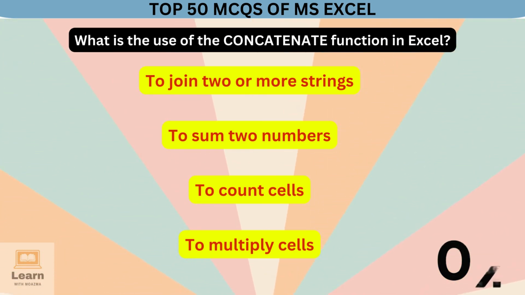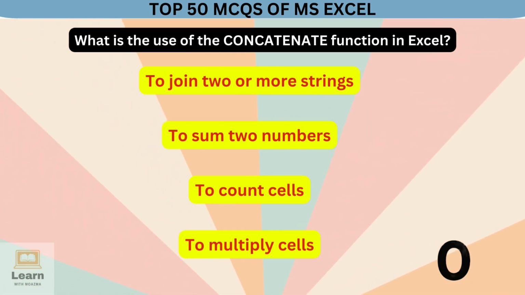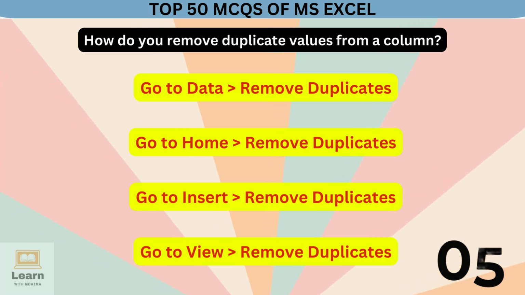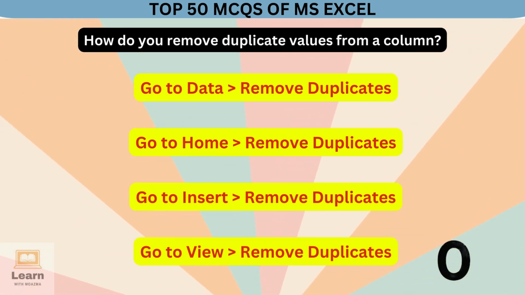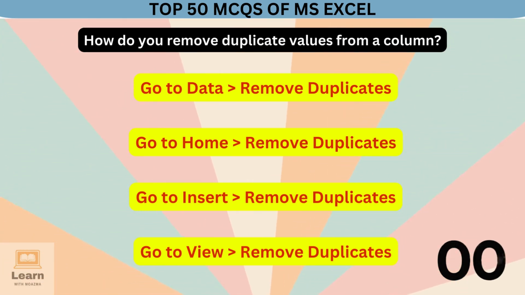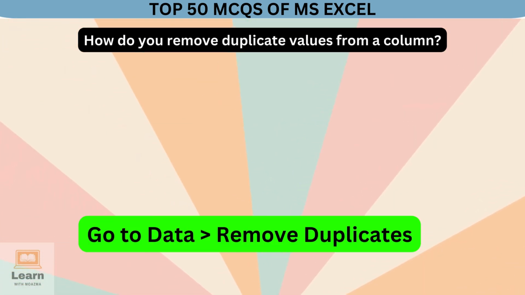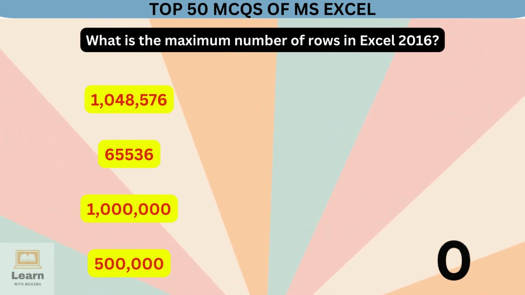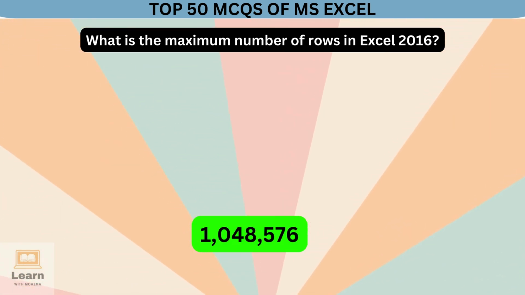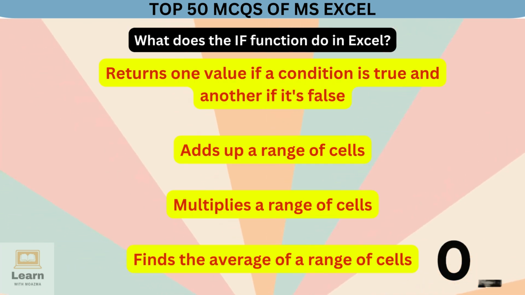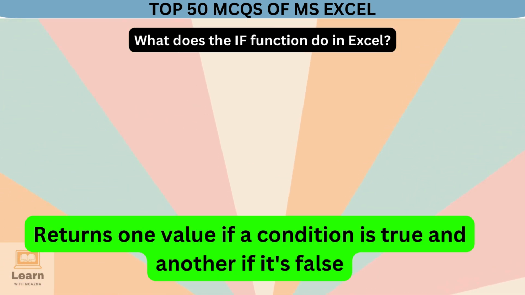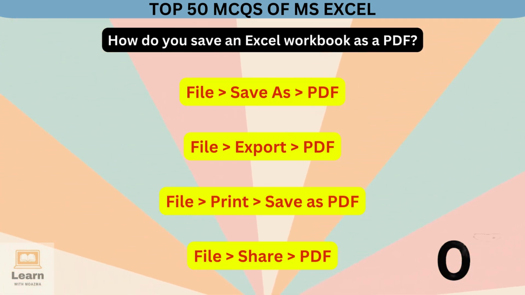What is the use of the concatenate function in Excel? How do you remove duplicate values from a column? What is the maximum number of rows in Excel 2016? What does the IF function do in Excel? How do you save an Excel workbook as a PDF?